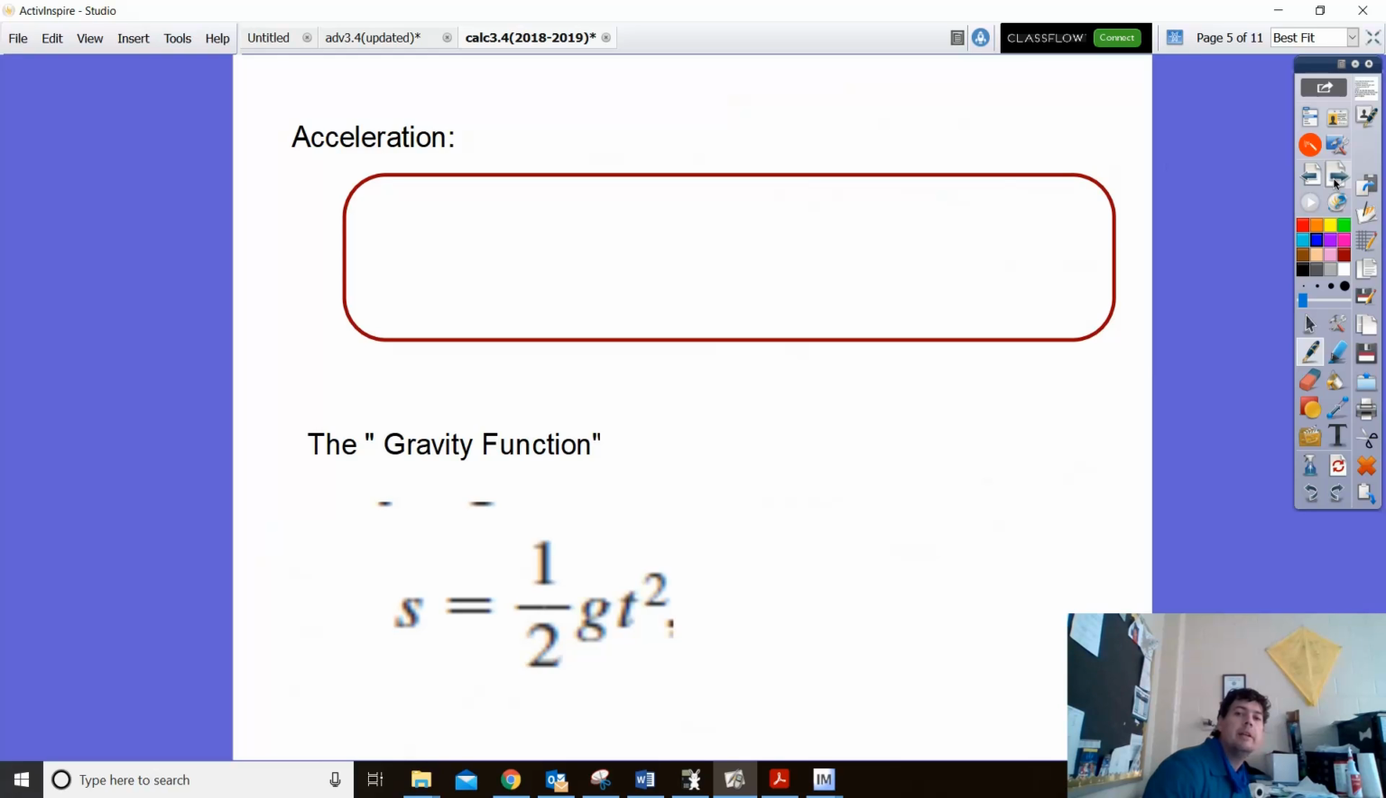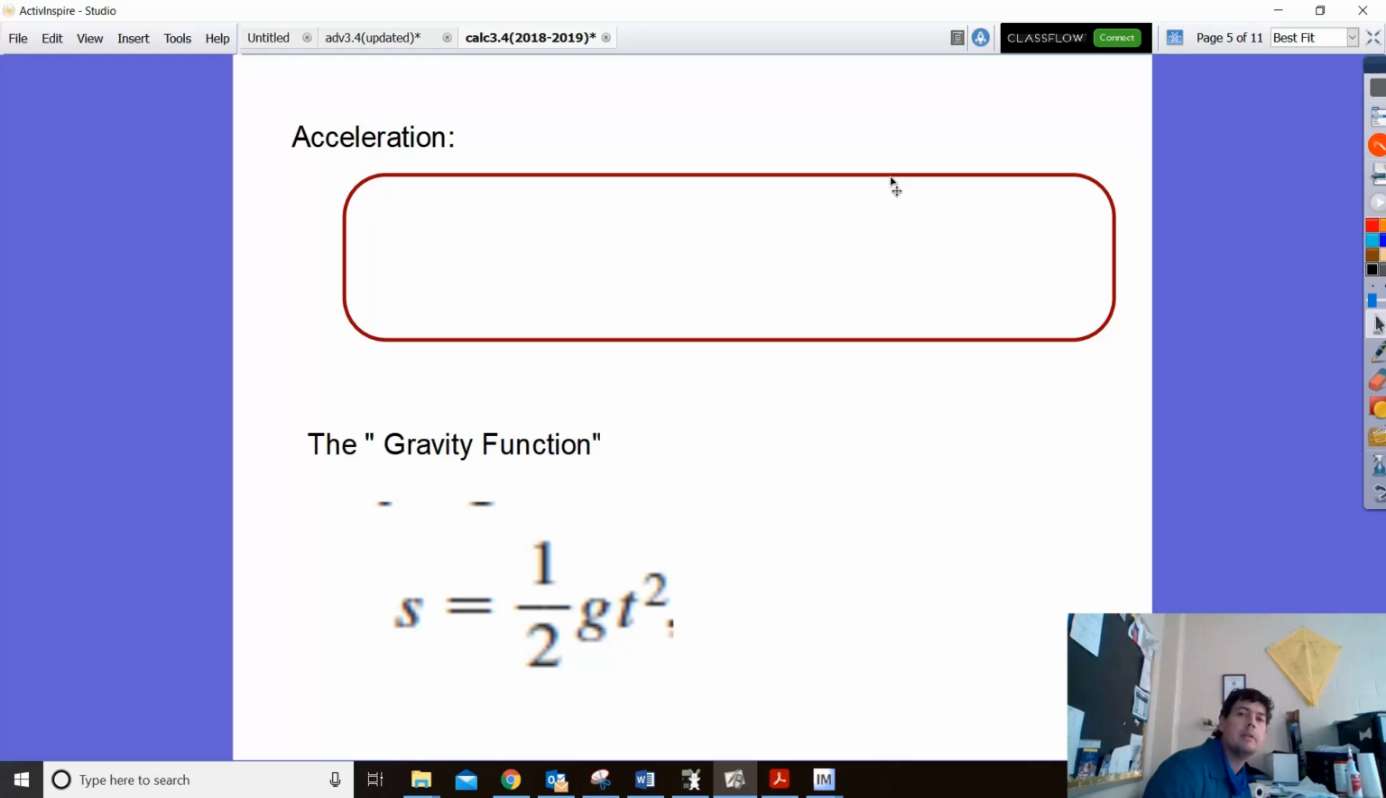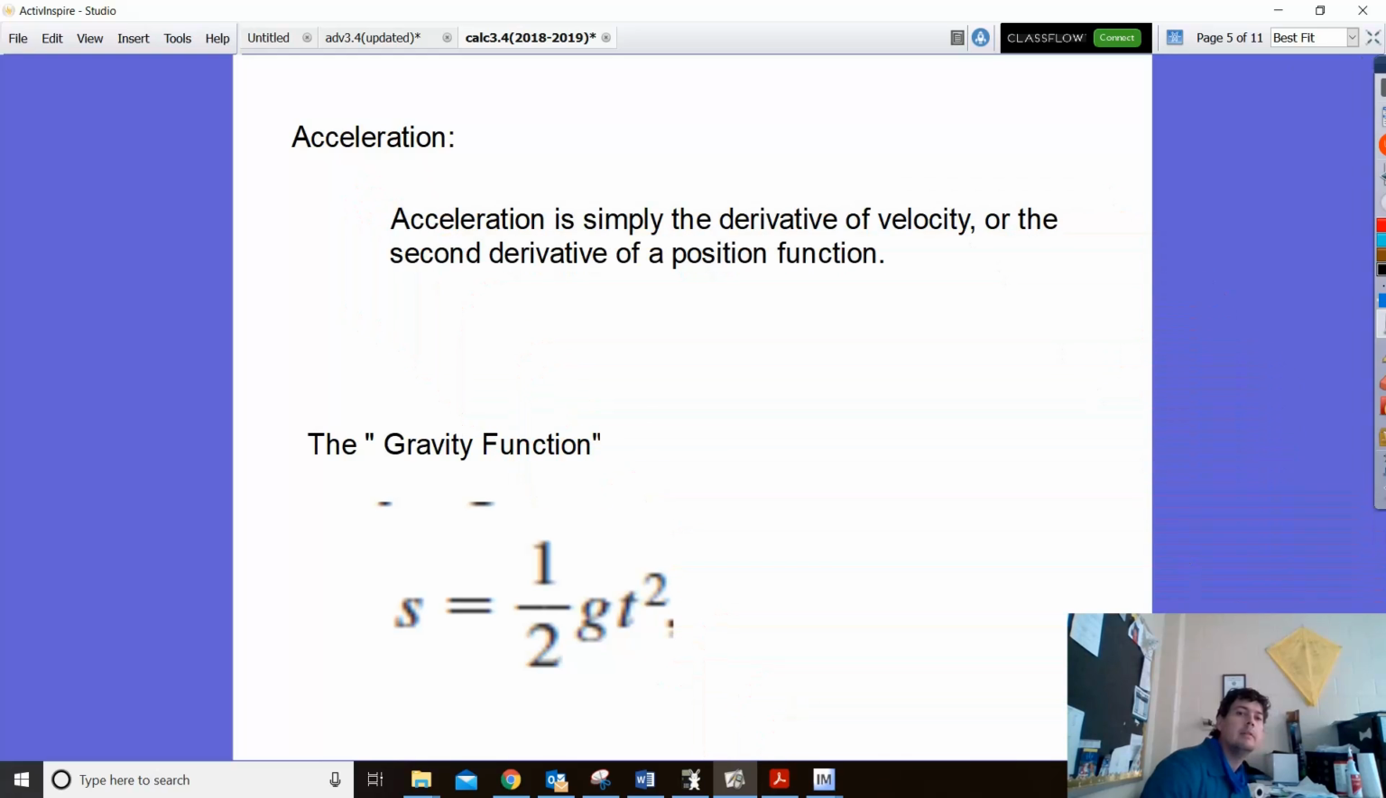What's up next? Acceleration. Hey, you've already talked about this. Is there anything behind this little magical box? Acceleration is simply the derivative of velocity, or the second derivative of a position function, which you more or less already have in your notes.